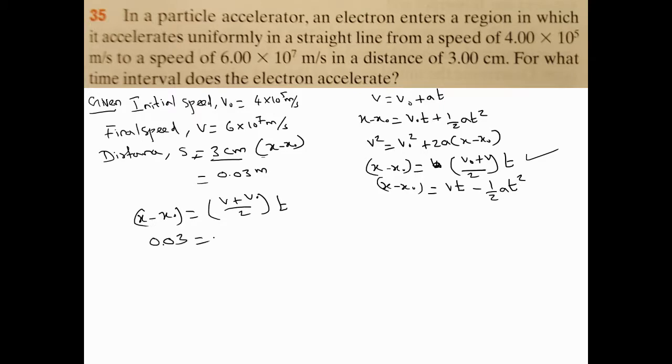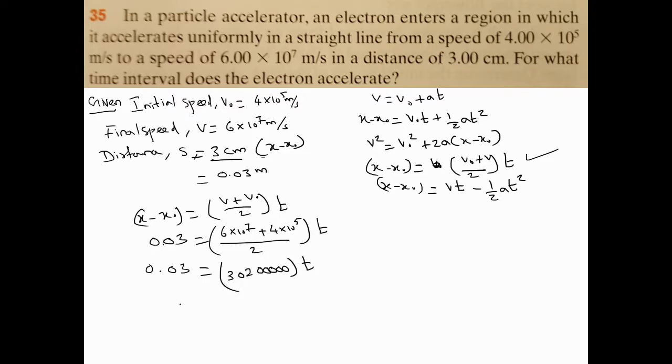0.03, and if you just use what is your final speed, 6 multiplied by 10 to the power of 7 plus 4 multiplied by 10 to the power of 5, divided by 2, multiplied by t. If you simplify, this becomes 0.03, and if you just solve, you'll get a big number. What is that big number? 30250, 1 2 3 4 5, multiplied by t.